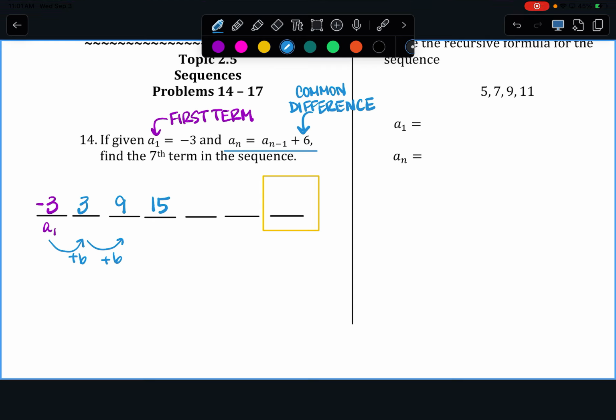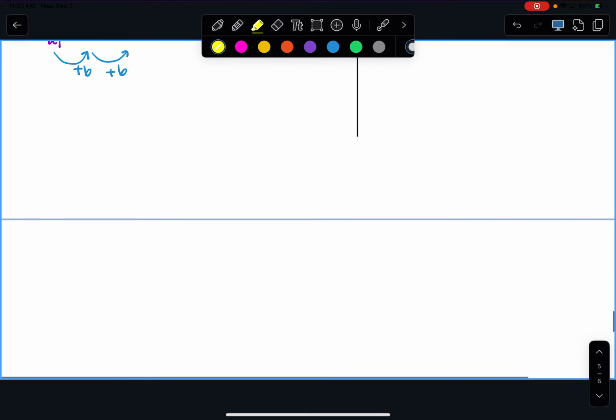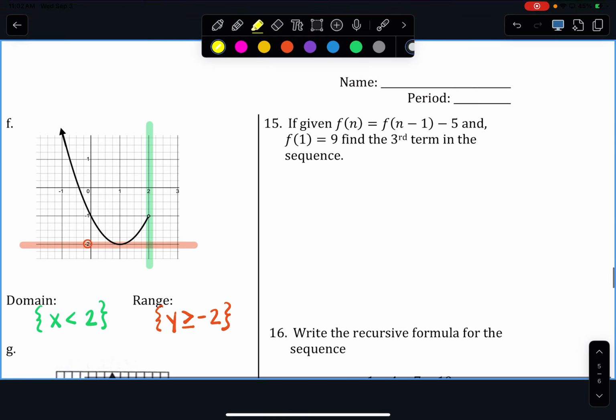So what's this going to be? 15 plus 6 is 21, plus 6 is 27, plus 6 more, 33. And that's our answer because it asked us for the 7th term. Okay. All right, over here.